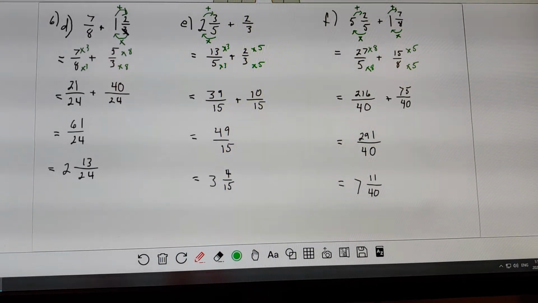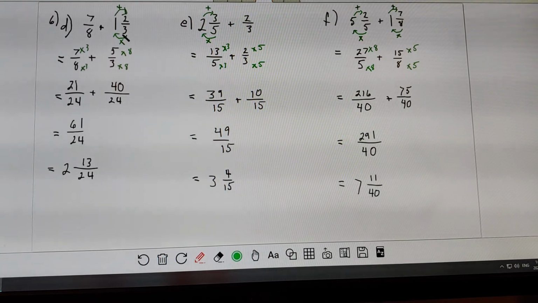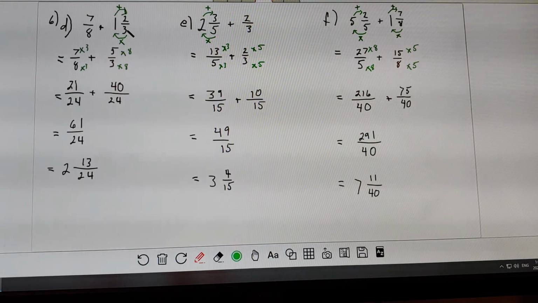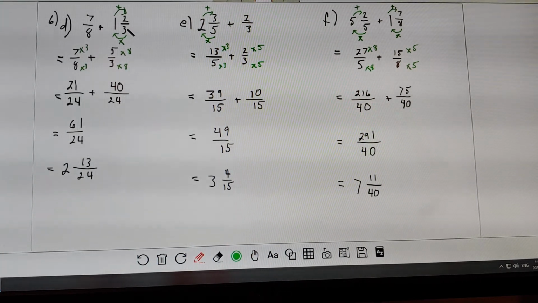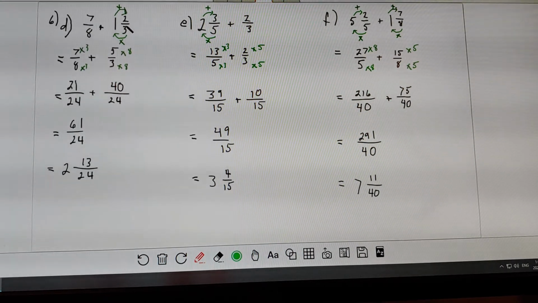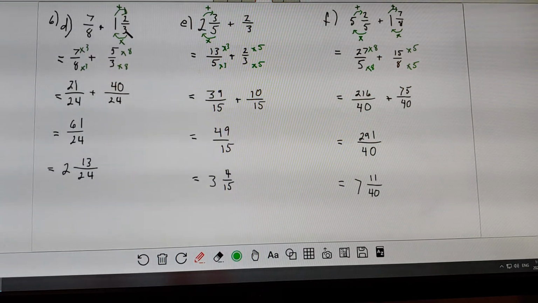So we discussed the idea that this whole fraction is broken into thirds. So how many thirds do I need to make a whole? 3 thirds. Like say if you had a pizza chopped into 3 pieces, how many pieces do you need for it to be a whole pizza? 3. So every time I get 3 thirds, that's worth 1 whole. So that's what that is there.